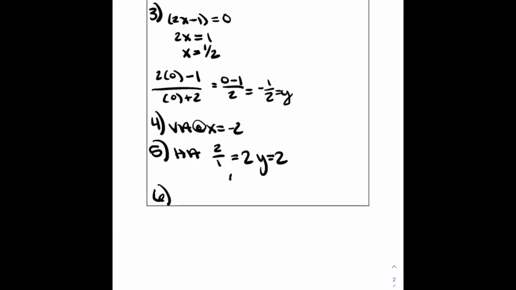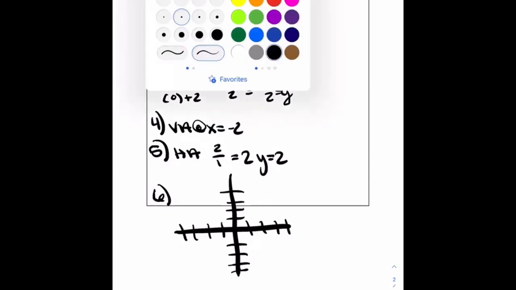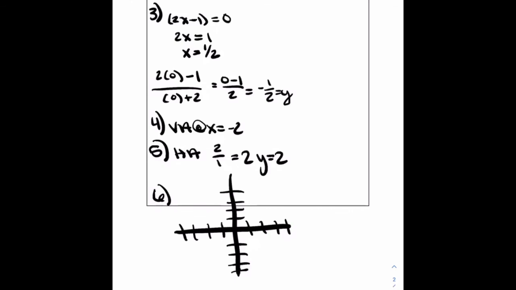All right, step 6, put it all together. So I'm going to put my graph down. 1, 2, 3, 1, 2, 3. Okay, so the first thing is my asymptotes. So at y equals 2, and then at x equals negative 2. And then I'm going to go ahead and plot the x-intercept of 1/2 and the y-intercept of negative 1/2.